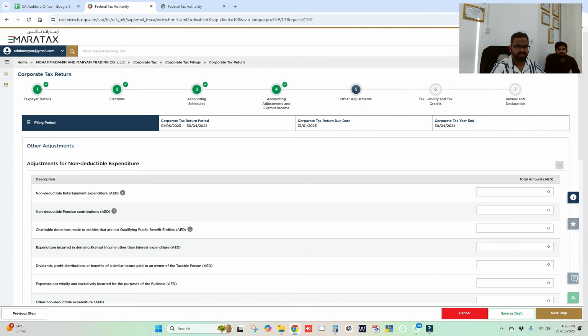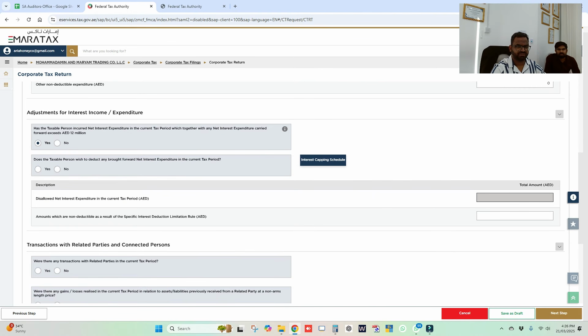Okay, cancel and go back, that we will see in details later on. Does the taxable person wish to deduct any brought forward net interest expenditure in the current tax period? Brought forward from last year, any interest expenditure which is not qualified this year, you can carry forward, then you can put yes or no.